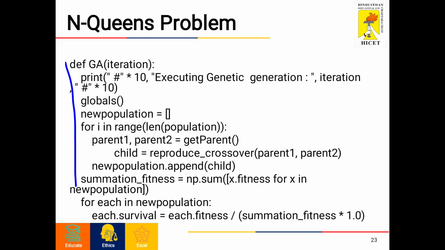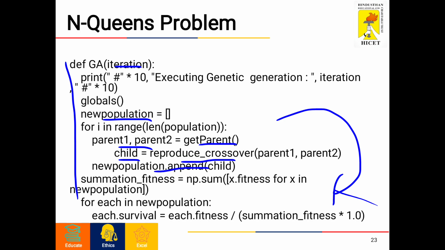So here, this is the genetic algorithm. We'll be passing the number of iterations, where new population is an empty list. This will be iterated till the end of the population. We'll call get parent, which returns two parents, parent 1 and parent 2. Once parents are found, we'll call reproduce underscore crossover in order to produce a child. As I said before, we cannot find the survival of the child while we generate the child. So we'll be appending the child to the new population.